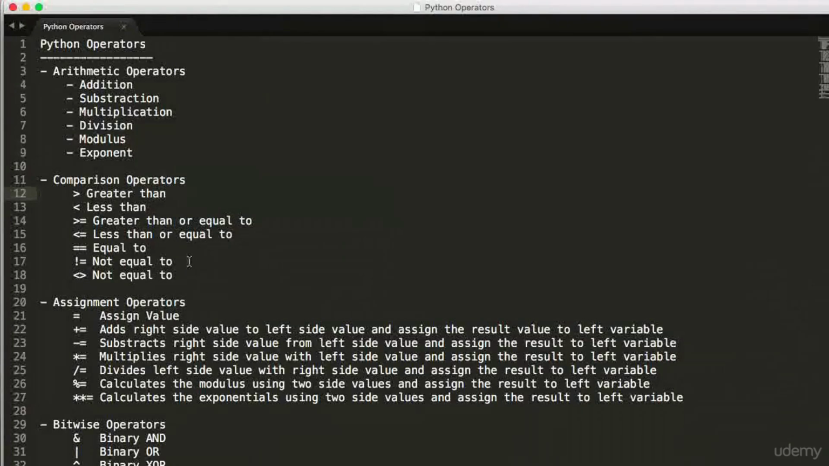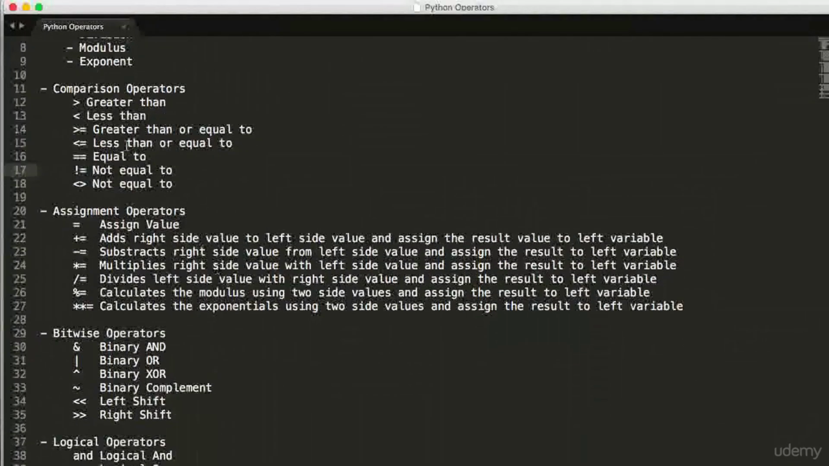Some of the comparison operators are greater than, less than, greater than or equal to, less than or equal to, and not equal to. Not equal to can also be written with another symbol. Let's see some examples for this.